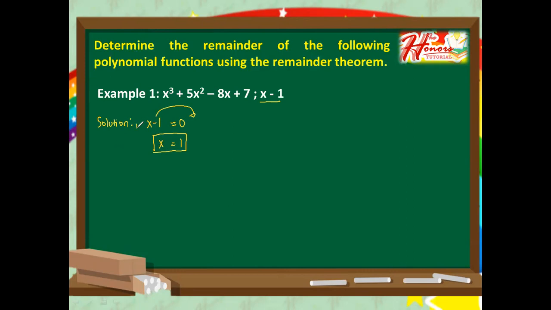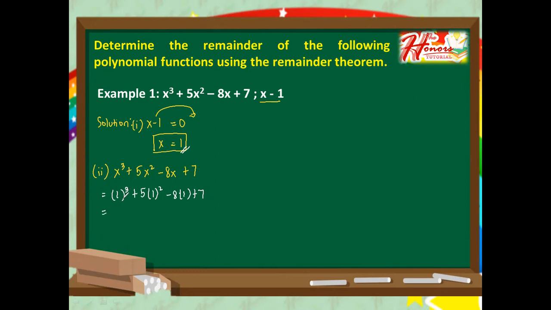So this is our solution number 1. For our solution number 2, this is what you are going to do. Copy the given, the dividend, so that is x cubed plus 5x squared minus 8x plus 7. And then you are going to substitute the value of x that we got here, and that is 1. So we have 1 raised to 3 plus 5 times 1 raised to 2 minus 8 times 1 plus 7. And then let's continue simplifying this.